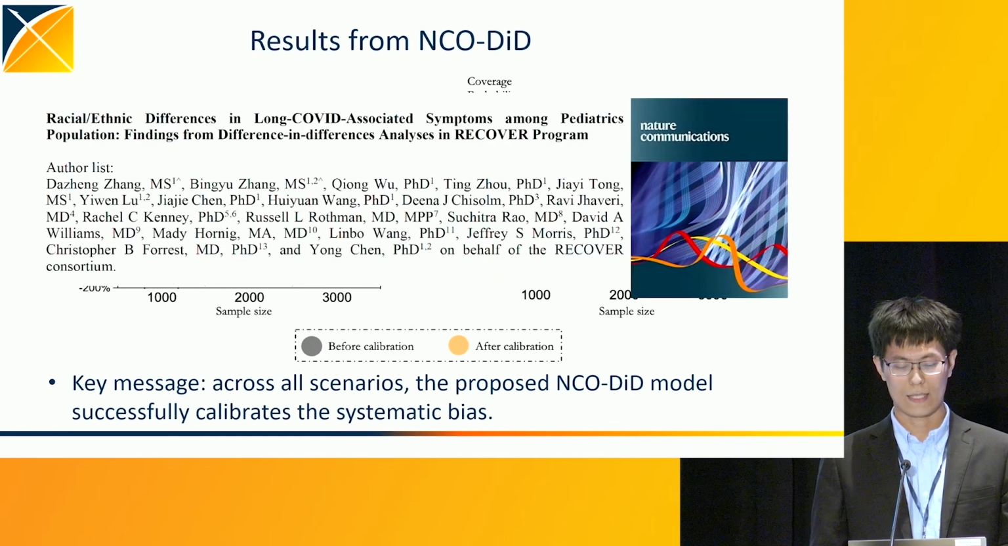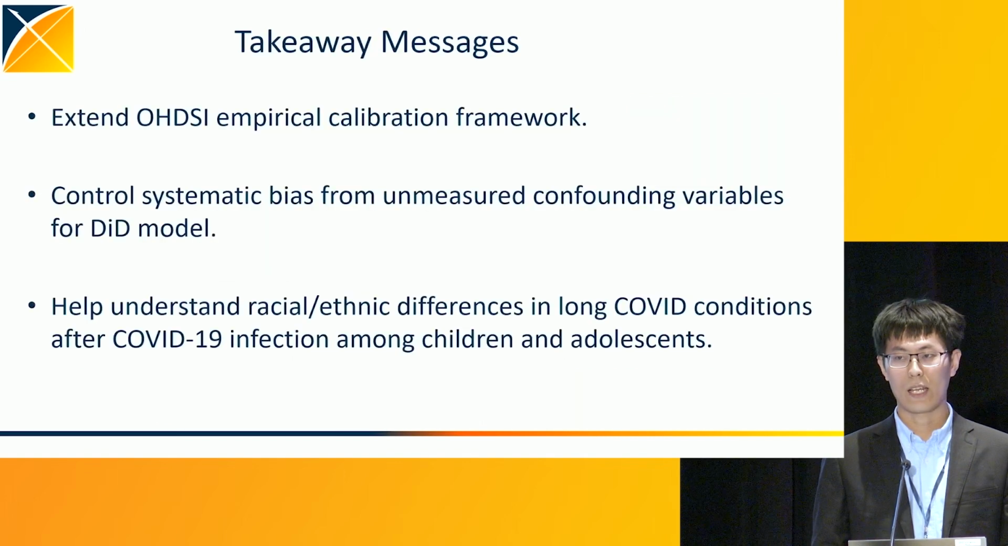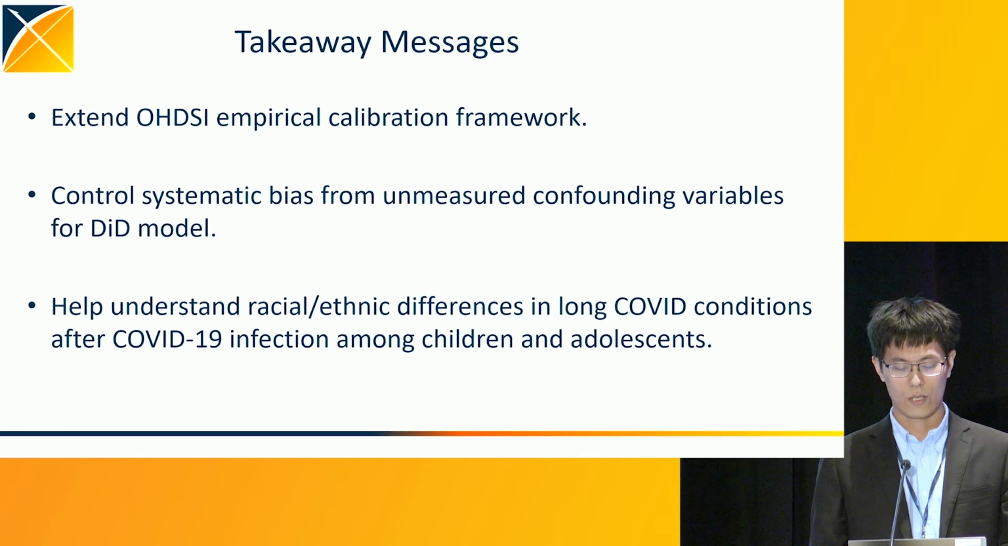And the real-world case study is now under revision at Nature Communications. So our takeaway message is that, first, we extend the OHDSI empirical calibration framework to the DID model, and secondly, it helps to control the systematic bias from unmeasured confounding variables. And third, in the real-world case study, it helps to understand the racial ethnic differences in long COVID conditions after COVID-19 infection.